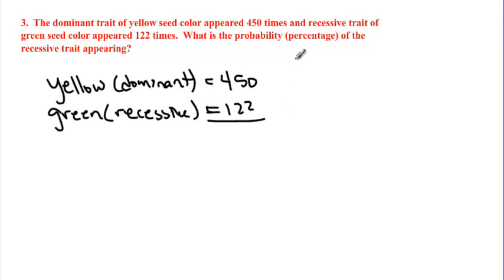Okay, and then it wants to know the probability of the recessive trait. So we're looking for the recessive trait. Okay, and it's the probability of it appearing. So you would not just write 122. So it's going to be 122 divided by, now I know you may be tempted just to put 450, that's the only other number left, but you need to take into account all of the possibilities that it appeared.